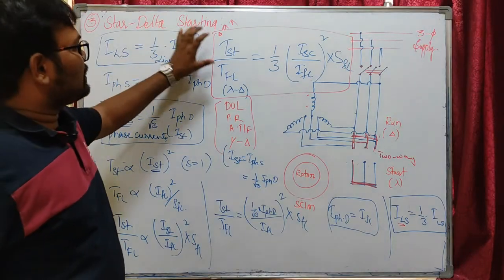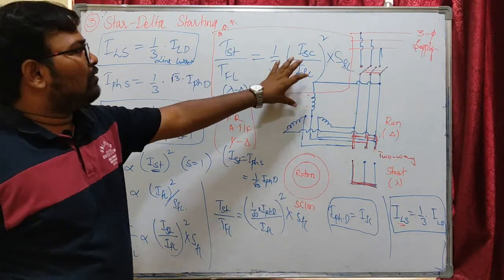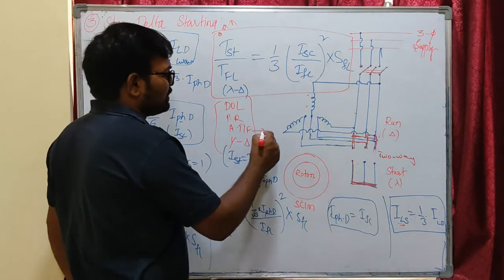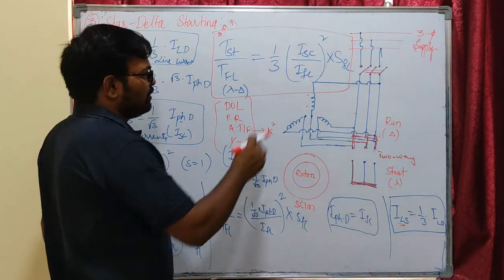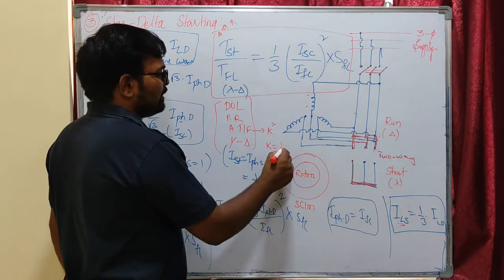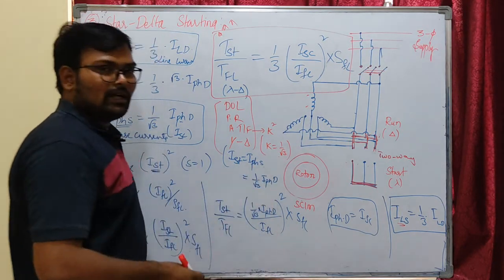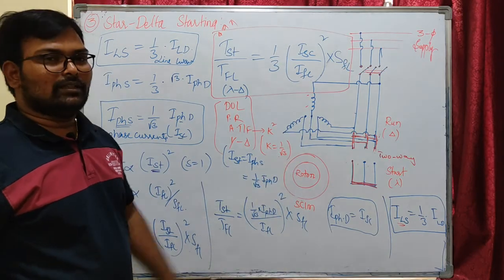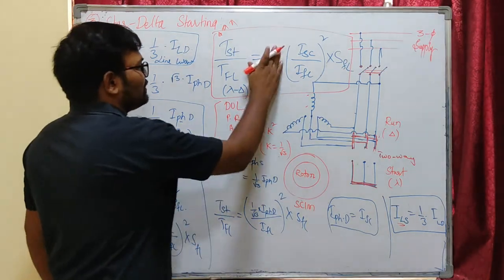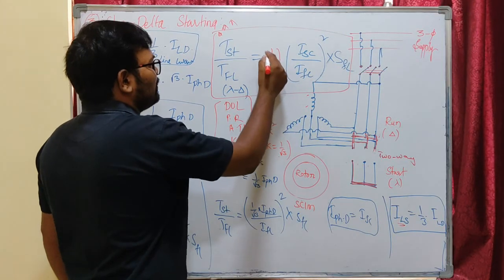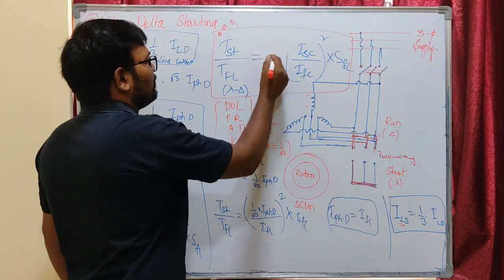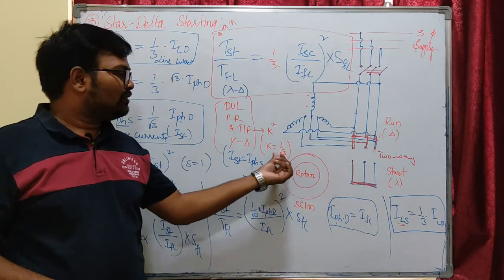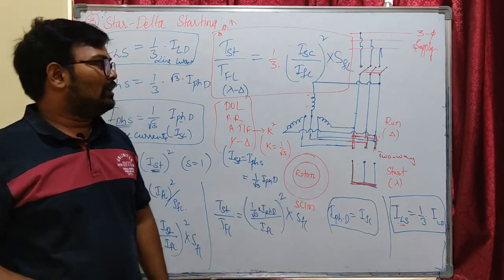So in star delta starting, we can reduce the whole fraction to 1 by 3 times. You can see here in auto transformer starting we got k square as the fraction. So I can say that star delta connection is nothing but an auto transformer starting with percentage tapping equal to 1 by root 3. If you replace k square equal to 1 by root 3 whole square, this will become 1 by 3. So star delta starting is nothing but auto transformer starting with the tapping percentage as 1 by root 3. Okay, so this is the idea.